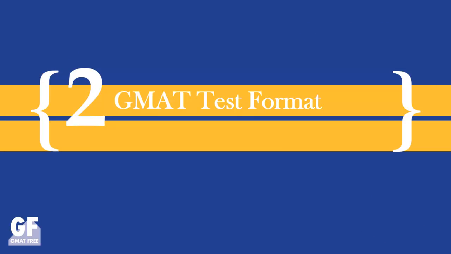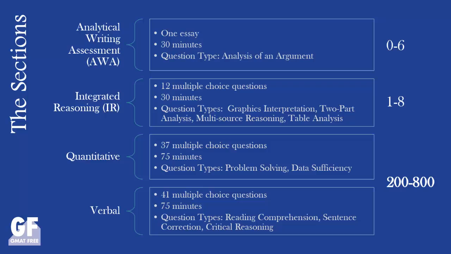The GMAT is made up of a number of sections. Some of them are scored individually and some are scored together. The writing section and the integrated reasoning section, which always occur first on the test, are each scored individually. Your scores on these sections are far less important than your total score, which is the combination of your quant and verbal performance. As you can see here, the quantitative section always comes before the verbal section, and both the quant and verbal sections are 75 minutes each. There is no experimental section on the test.